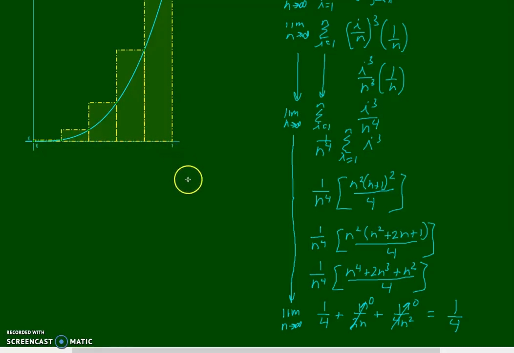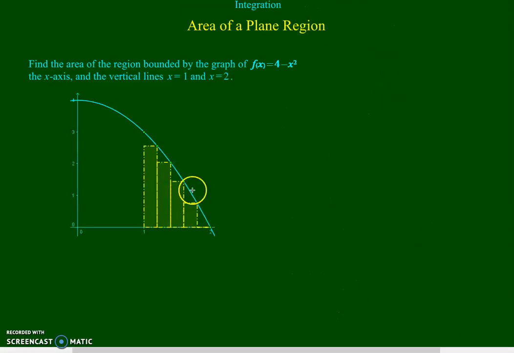So let's go ahead and do another example. In this problem, we have a slightly different situation. Our function is very similar, 4 minus x squared, but our limits to where we're finding the area of the region, we start at 1 and go to 2. So we're no longer going from 0 on. So that's going to factor into our calculation of our x sub i value. So let's go ahead and get started with that.